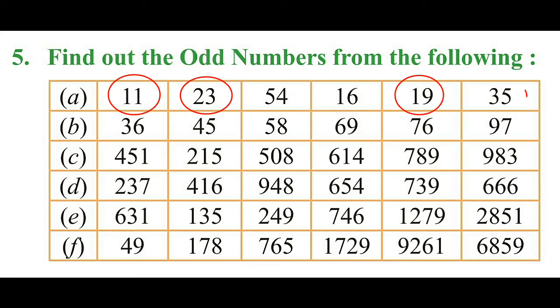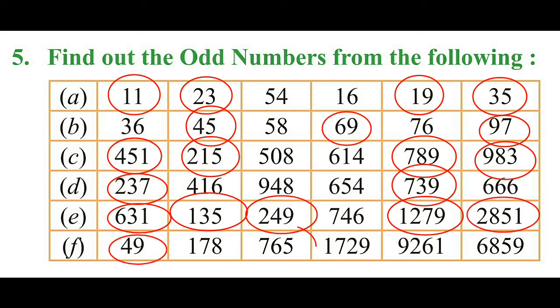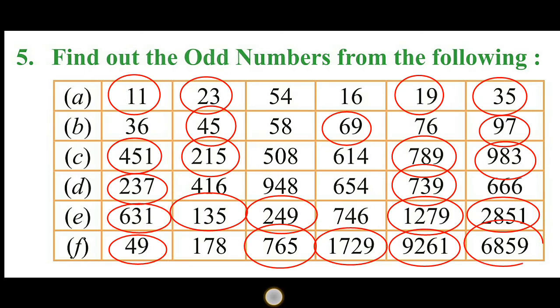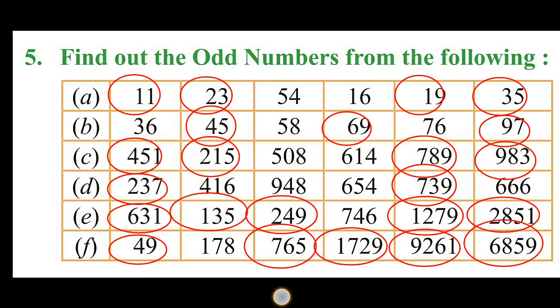From B part, 45, 69, 97. From C part, 451, 215, 789, 983. From D part, 237, 739. E part, 631, 135, 249, 1279, 2851. From F part, 49, 765, 1729, 9261, 6859. So these are odd numbers.